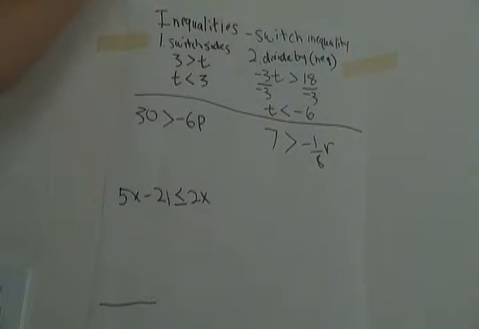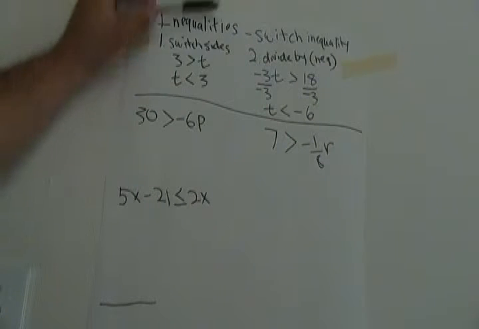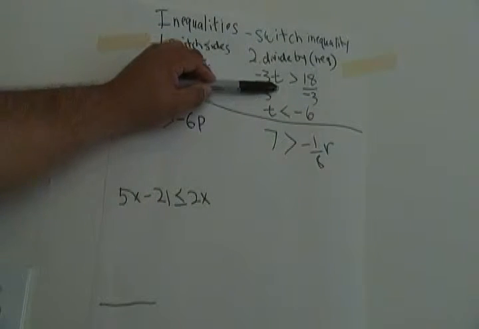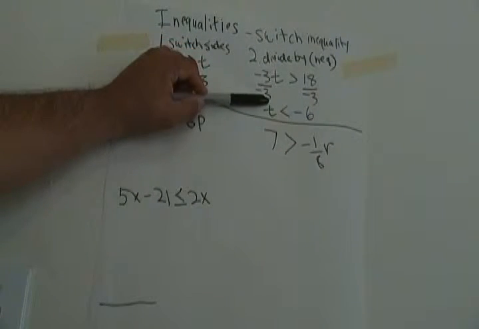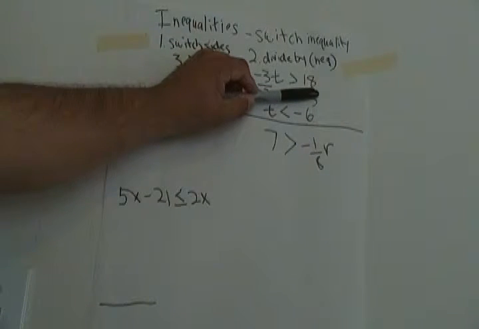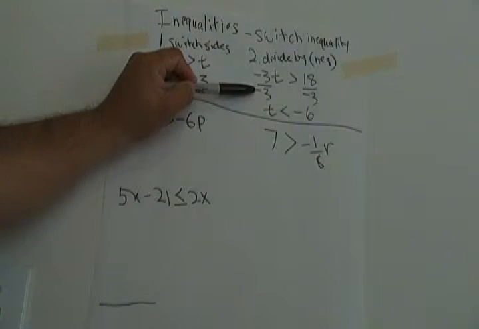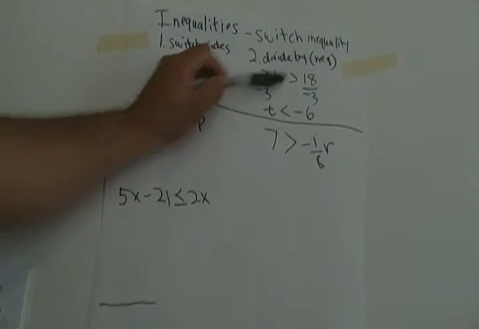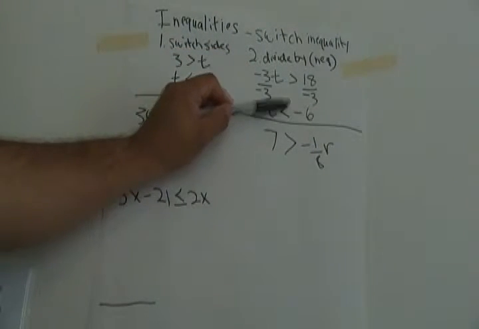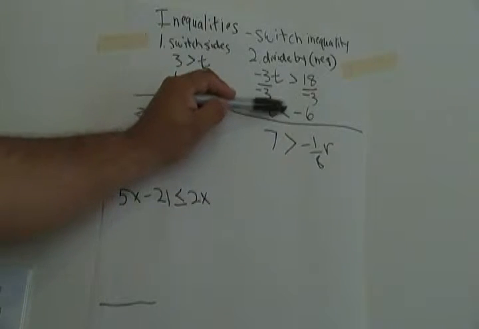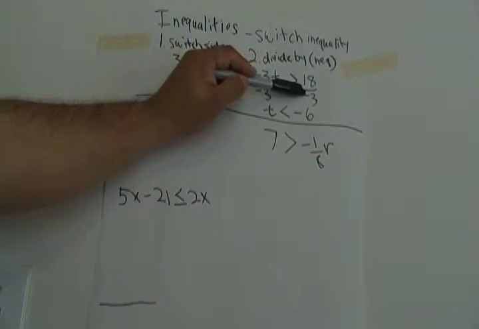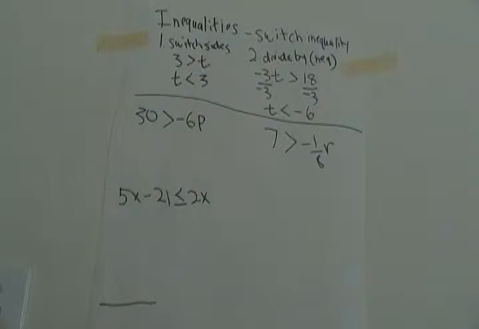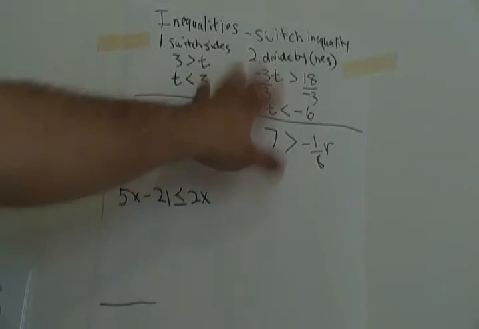The second is if we divide by a negative number. For example, if we have negative 3t greater than 18, we divide both sides by negative 3, but because we divide both sides by negative 3, the greater than sign becomes a less than sign. So it becomes t is less than 18 divided by negative 3, which is negative 6. So keep this in mind.